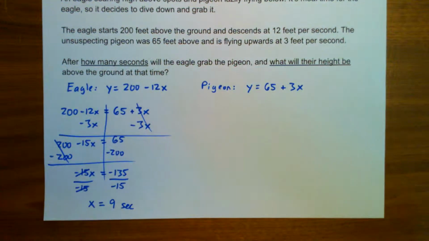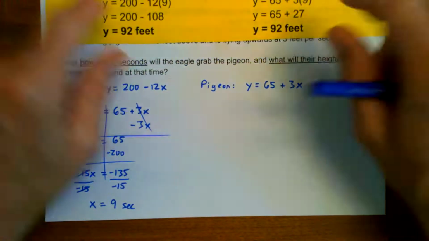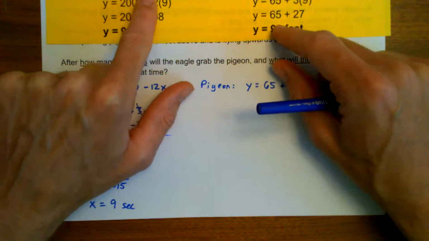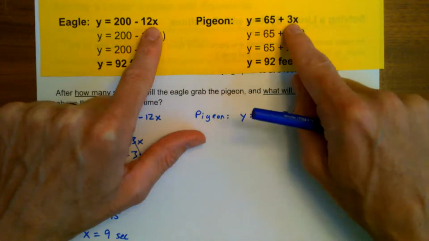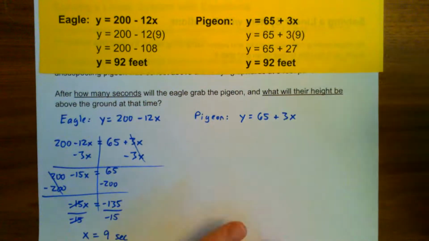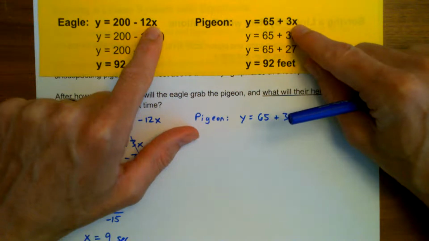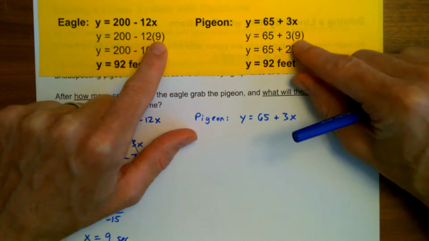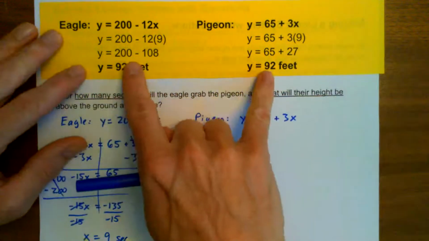And for that, I can use the equations to calculate that too. So there are the equations for each bird. Y is equal to 200 minus 12x for the eagle. Y is equal to 65 plus 3x for the pigeon. I can use either equation now to determine their heights. As long as I take that variable of x and I substitute 9 in for x, I can now solve for the height. And so I did it for both birds.